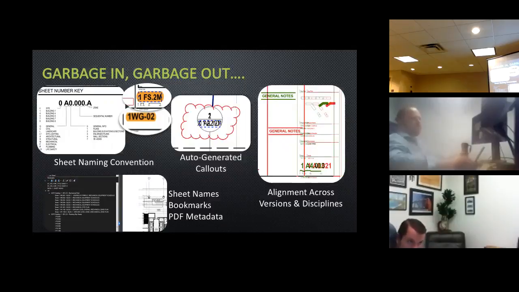Even things within automation, where the architect doesn't even realize that he's actually put two different detail callouts on the same callout. That would never happen when we were hand drawing, but the detriment of automation has created some headaches. There's a lot of opportunities with just the metadata behind files that oftentimes we don't see. Bookmarks and sheet names and things that we can change inside Revit to really optimize downstream workflows, but we're not having those conversations. And then just general alignment across versions and disciplines.